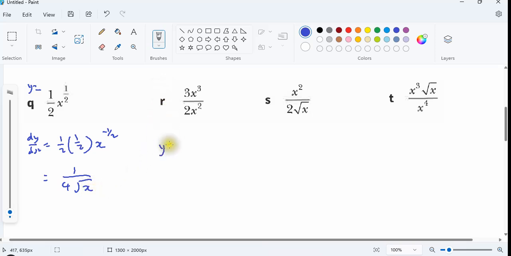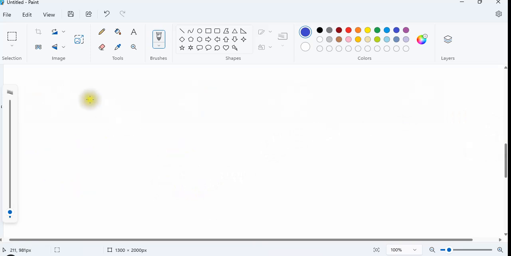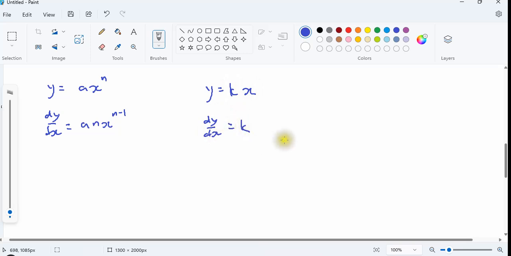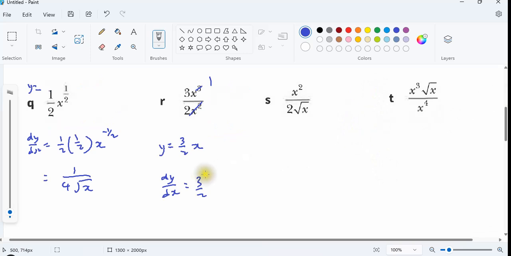So for this one, the y is 3 over 2 x. Okay, so the dy/dx will be 3 over 2. Okay, so if we have y equal to a x power n, then dy/dx is a n x power n minus 1. If you have y equal to kx, a constant multiplied with x only, then dy/dx is equal to the constant. If we have y as a constant, then dy/dx is equal to 0. Okay, so for this one, this is 3 over 2.